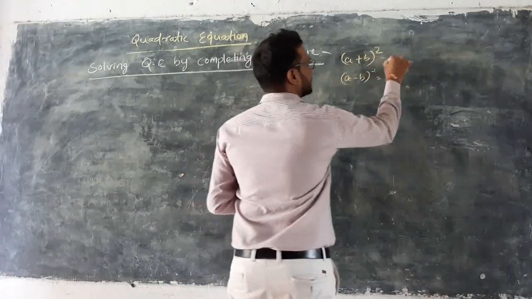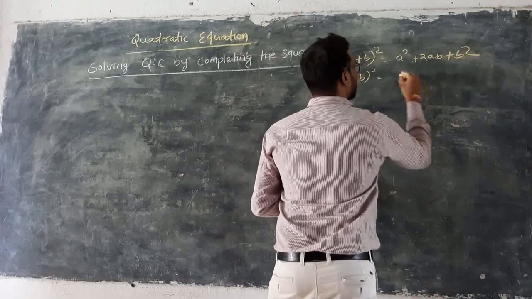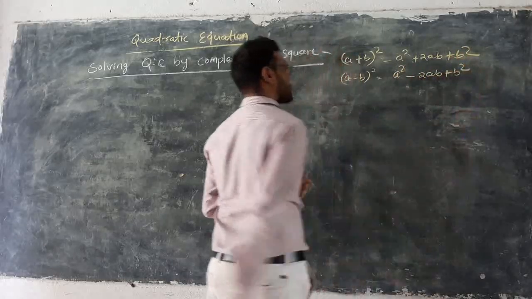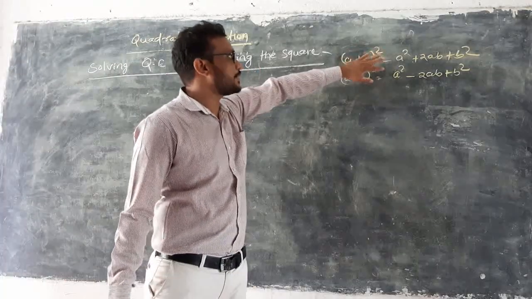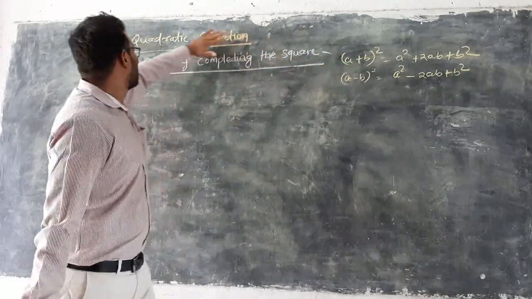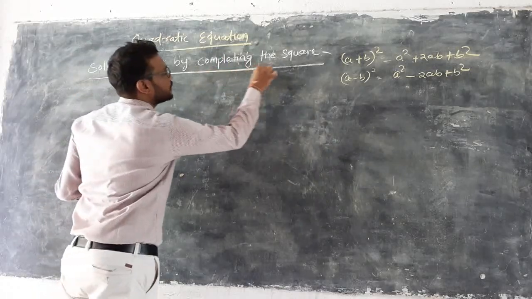Okay, so what is this? a square plus 2ab plus b square, and this is a square minus 2ab plus b square. These two things are there and both are having squares. By the help of these two formulas we are going to solve the quadratic equation, and the method name is completing the square.